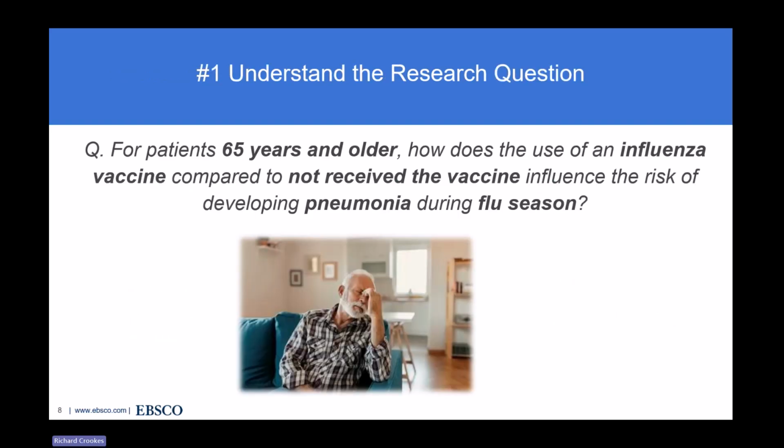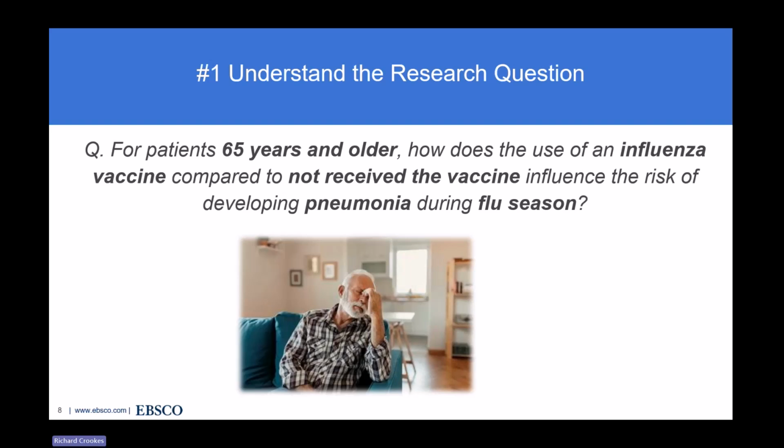So we do have a research question that we want to respond to in terms of creating a search strategy. It is for patients 65 years and older: how does the use of an influenza vaccine, compared to not receiving the vaccine, influence the risk of developing pneumonia during a flu season? So we have the question. Obviously, I've bolded some of the key elements that I feel are appropriate with a framework in view. So we have patients over 65, we have the influenza vaccine, compared to not receiving the vaccine, with the risk of developing pneumonia, etc., during flu season.